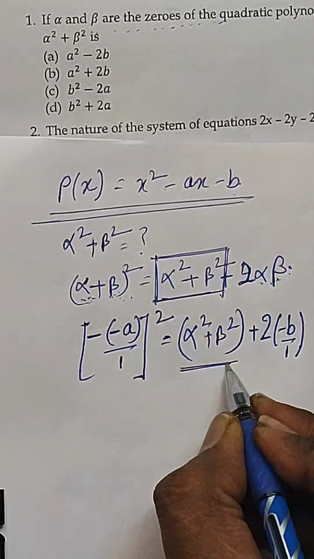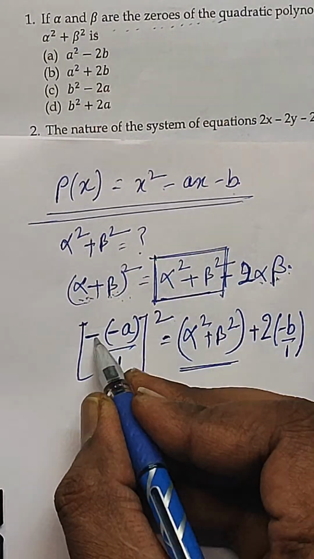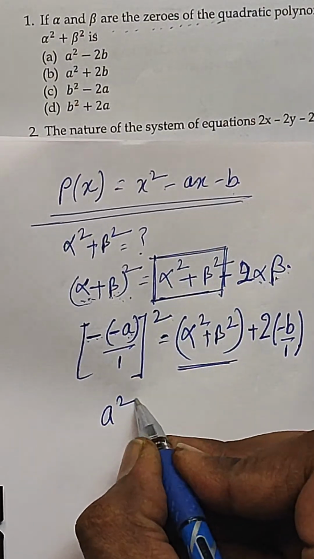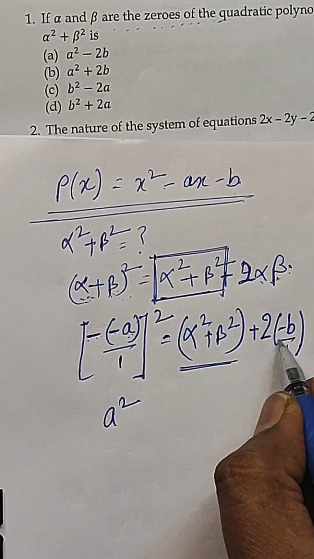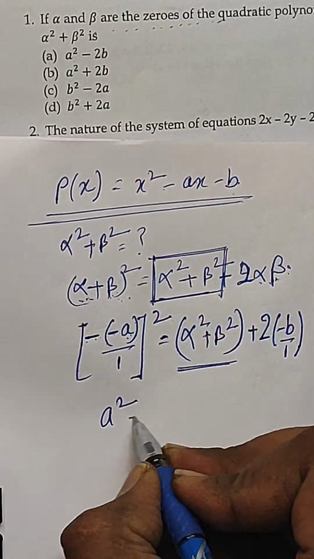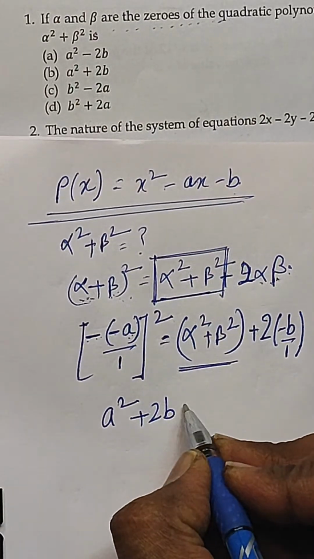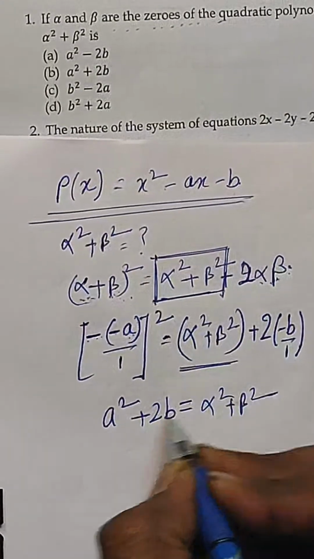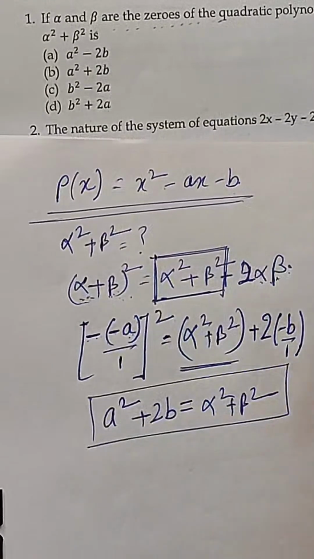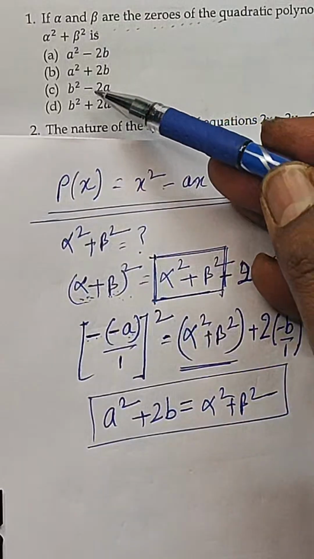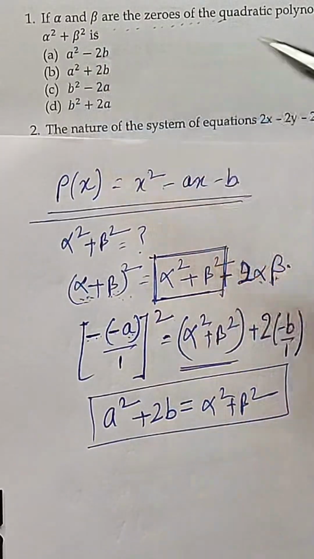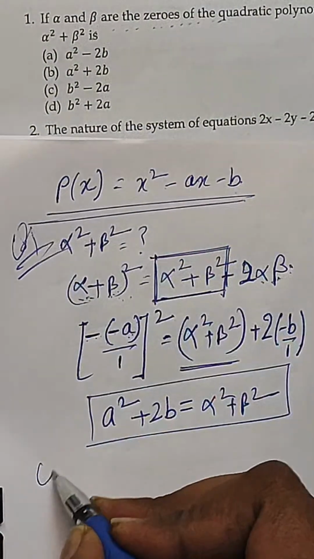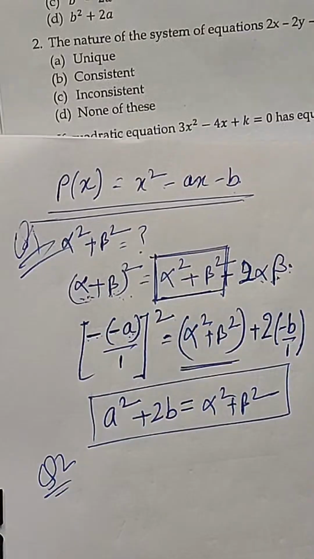So the value of alpha square plus beta square will be, here it will be minus minus plus, so it will be a square, right? And when minus 2b comes into the LHS, it will be 2b. So a square plus 2b is alpha square plus beta square, my dear friends. So which option is correct? Tell me. A square plus 2b, option number B, right? So this is solved question number 1. Let us go to another question.